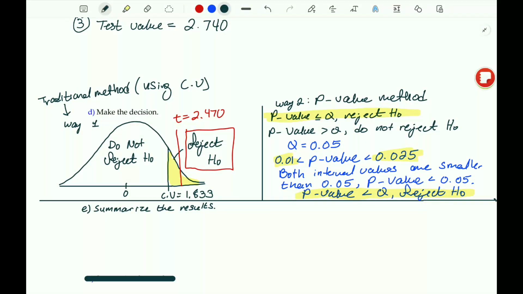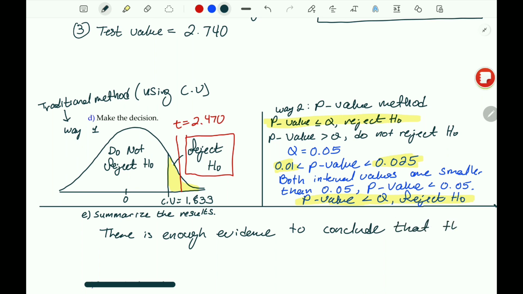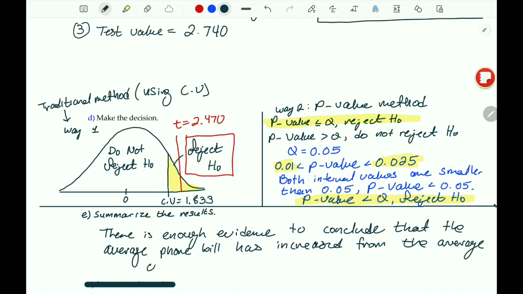And to summarize the results, because we rejected the null hypothesis, we're going to state the following, that there is enough evidence to conclude that the average phone bill has increased from the average, I should say, of $50.07. And that is it to this video.